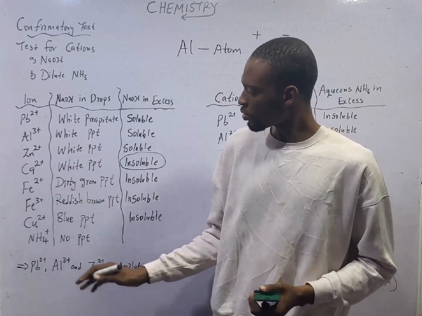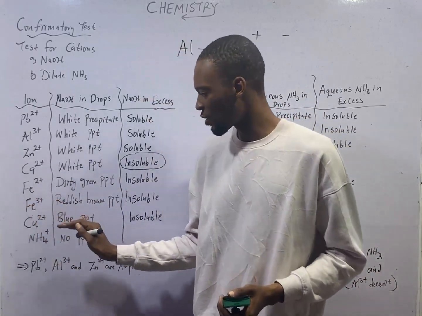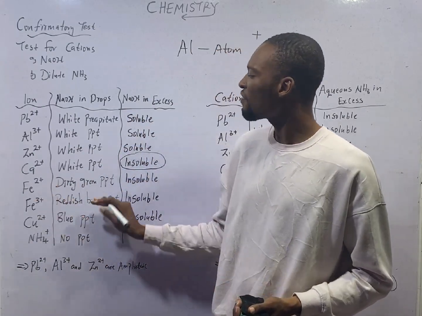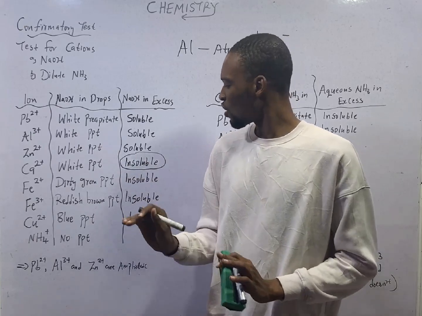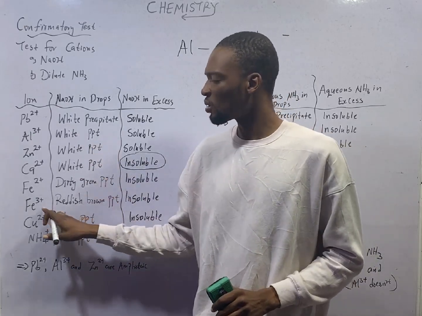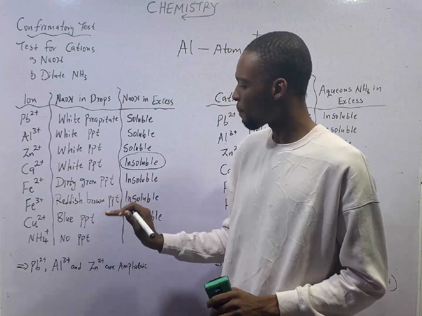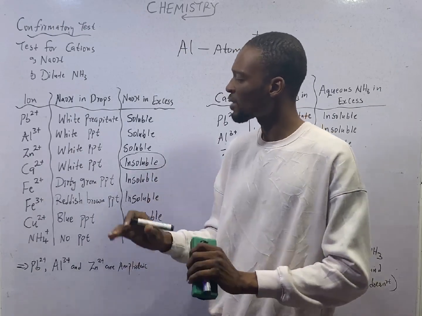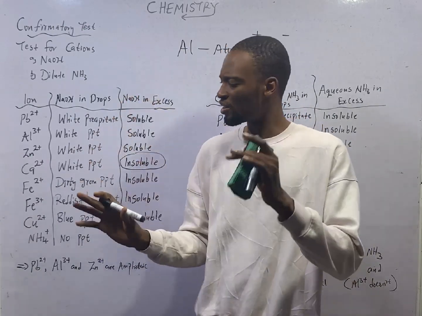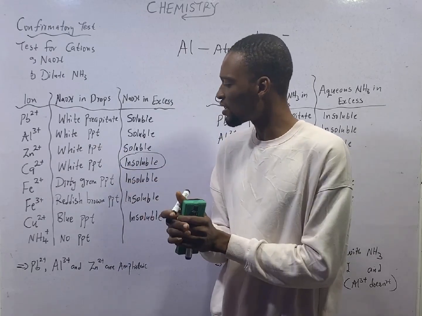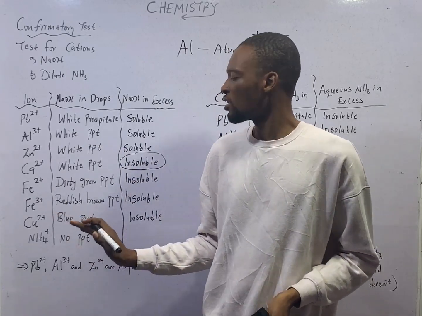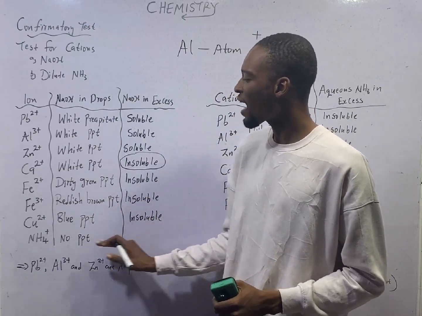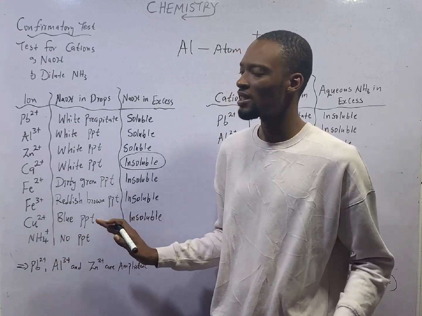Now going down, we have iron 2 and iron 3 ion. When you drop sodium hydroxide in iron 2 ion, you will have a dirty green precipitate. When you drop sodium hydroxide in iron 3 ion, you will get a reddish brown precipitate. Both precipitates are insoluble in excess sodium hydroxide. So both iron 2 and iron 3, they give us insoluble precipitate. Then copper 2+ will give us blue precipitate. This blue is insoluble, while ammonium ion doesn't form precipitate at all.